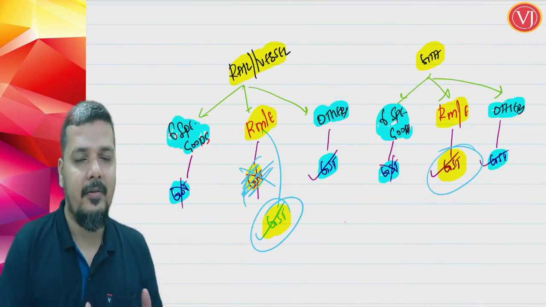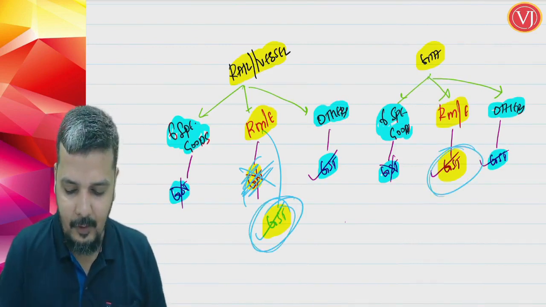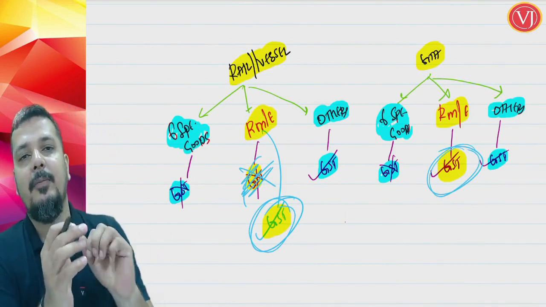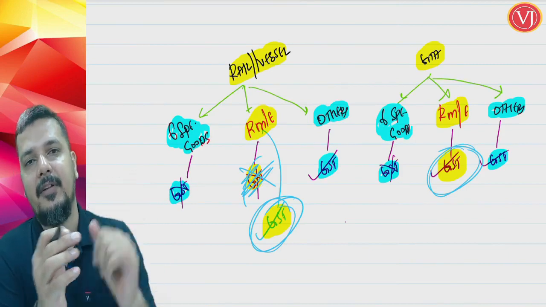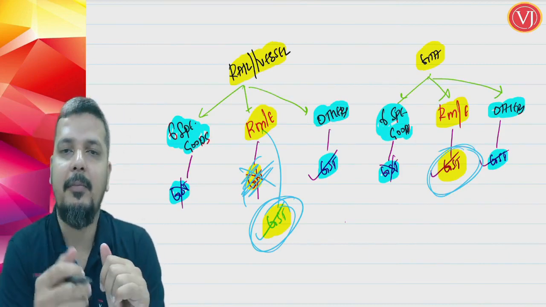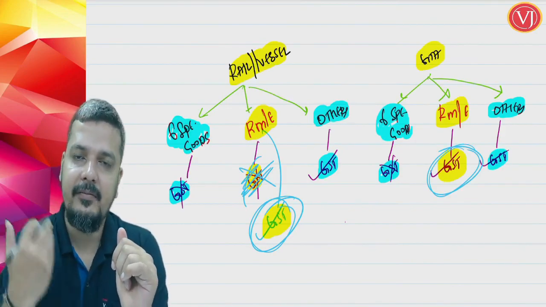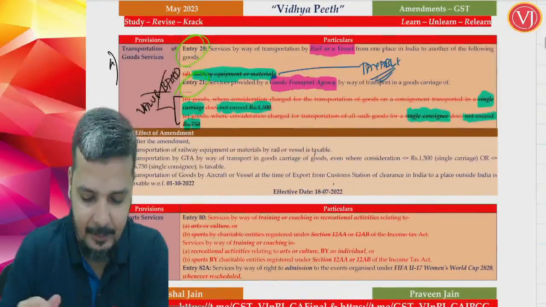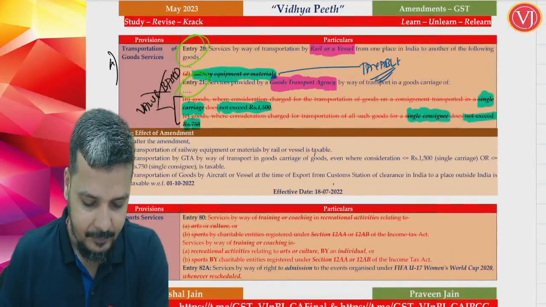Again, exemption is reduced, taxable portion is increased. On a comparative basis, you'll find, okay, if I'm transporting 6 specified goods by rail, vessel, GTA, exempt. If I'm transporting other goods, including railway materials or equipments, by rail, vessel, GTA, it is taxable. So that amendment they have brought.